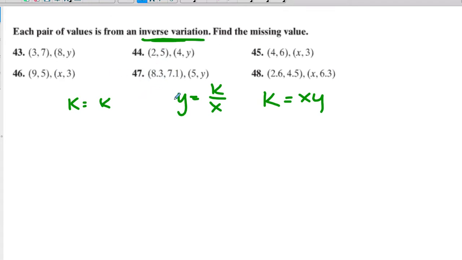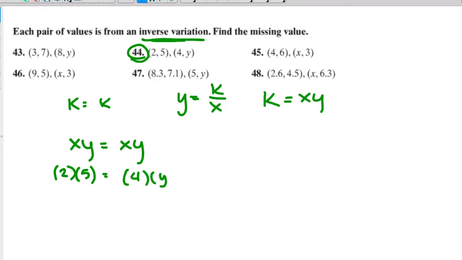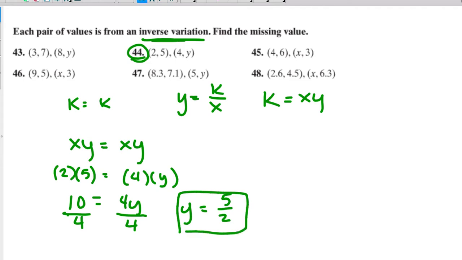It doesn't matter which one to pick. Let's do 44. All right, so in this case, if k equals xy, then that means xy equals xy. So you multiply these two together, so 2 times 5 is equal to 4 times y. So 10 equals 4y. Solving that for y, you divide both sides by 4, so then y equals 5 over 2. Okay, so all you're doing there with these is multiplying your xy term, set that equal to multiplying your xy term, and solve for your variable.